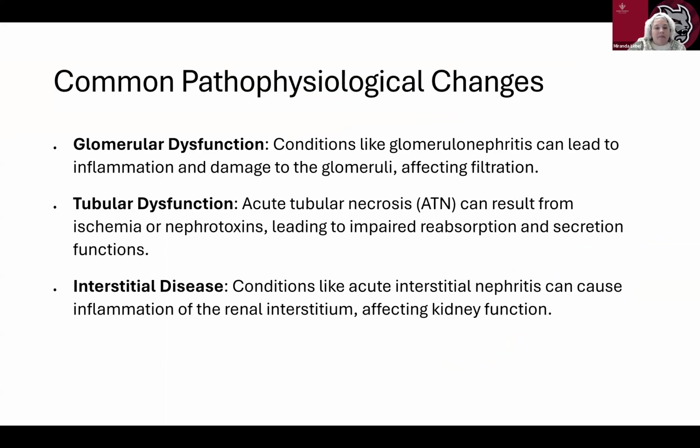Some common pathophysiological changes are glomerular dysfunction. That can be something like glomerulonephritis, where we have inflammation and damage of the glomeruli affecting filtration. We can have tubular dysfunction. This can result from ischemia or nephrotoxins, leading to impaired reabsorption and secretion functions. And then we have interstitial disease, where we have inflammation in the renal interstitium affecting kidney function.